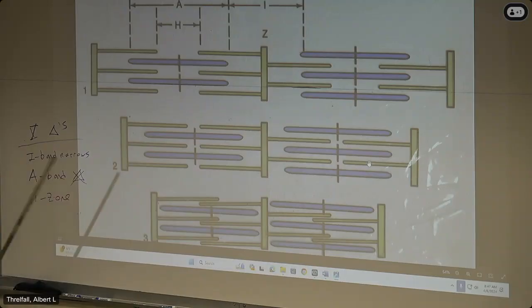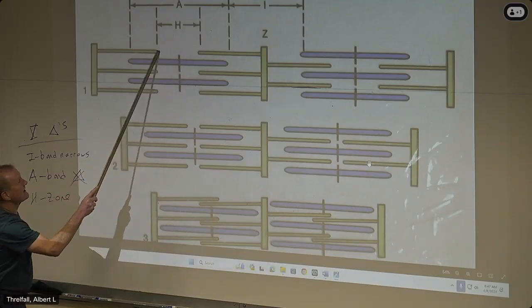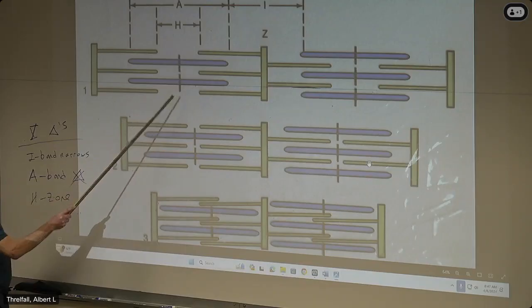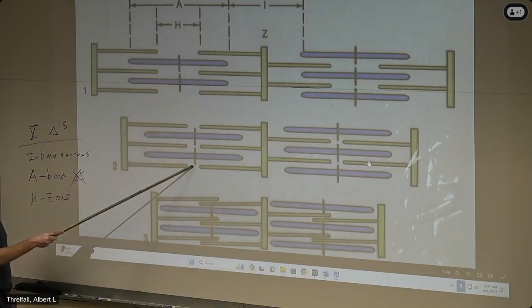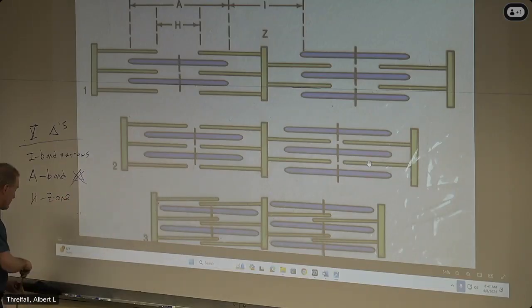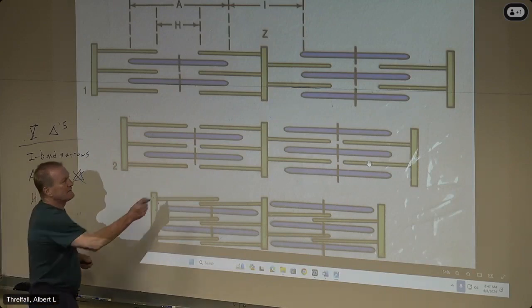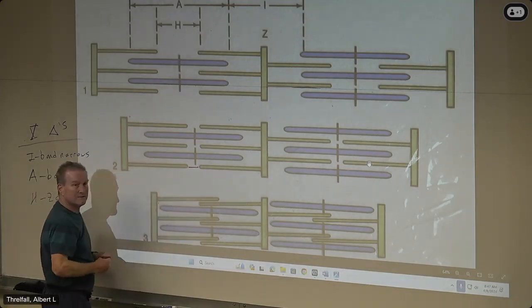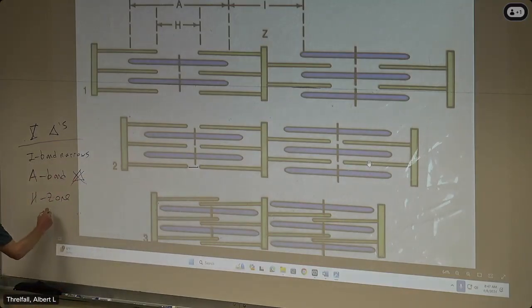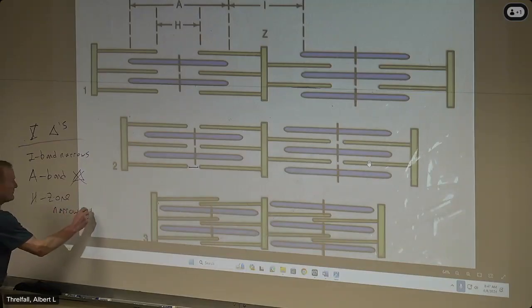All right, as we look at the H zone, remember H is the area within the A band that is just myosin. If you compare this picture to this picture, what's happening to the H zone? Well, it gets a little bit of it there. Don't look at the bottom yet. We have a special word for that. So the H zone narrows and overlaps, yes.